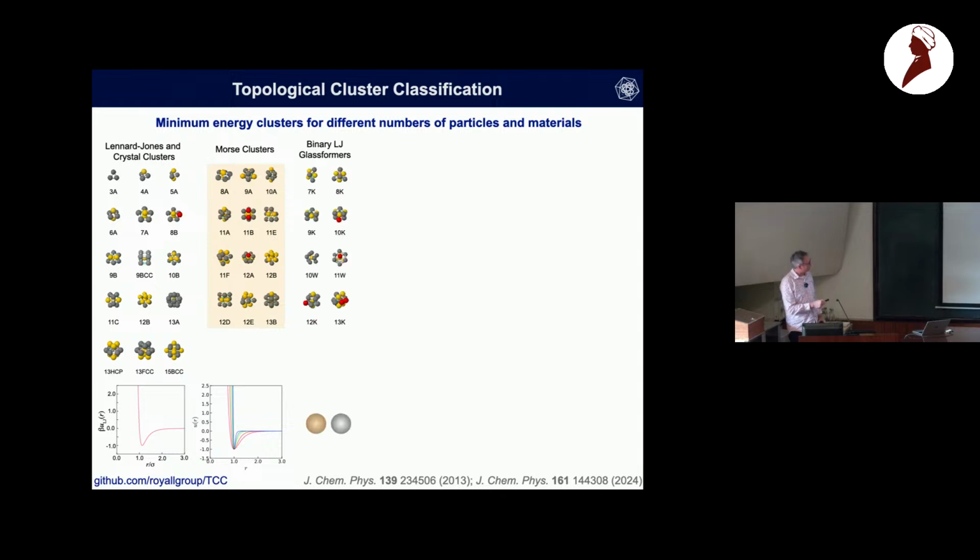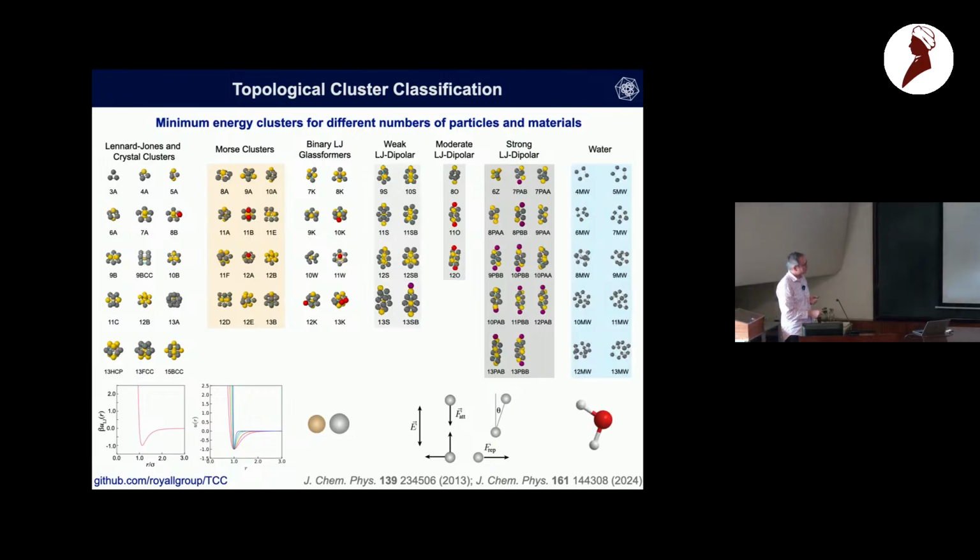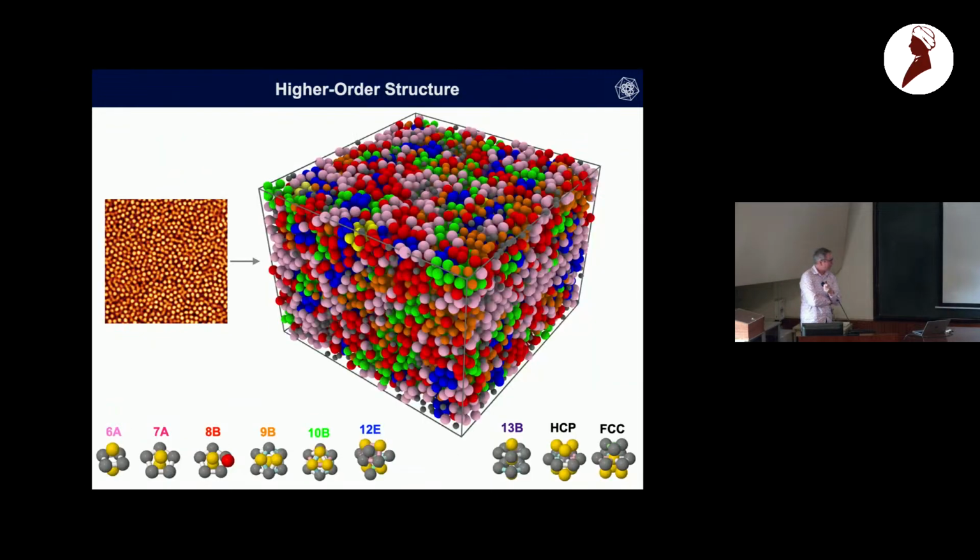We actually looked at the binary Lennard-Jones glass formers as well. It turns out these are other clusters. This is also a minimum energy cluster for the Kob-Andersen model, for example, but these are other clusters of binary Lennard-Jones glass formers. We also looked at dipolar colloids, which are a naive colloid physicist step towards molecules, and we actually started looking at something towards real molecules as well. So my point is that the method can be applied to, in principle, whatever material you fancy.